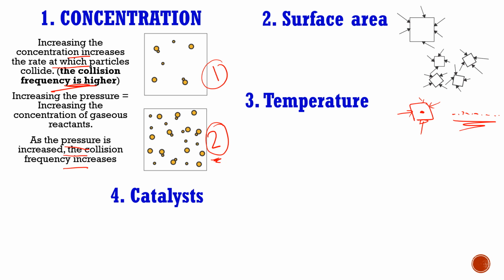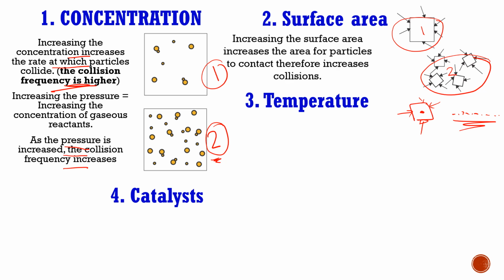For that reason, if we have two scenarios here, scenario number one and scenario number two, in scenario number one, we have a big particle for the reactant. In scenario number two, we have this big particle, but split into four pieces. When we have those four pieces, the reaction will be, of course, faster. Why is that? Because increasing the surface area, increasing the area for particles to contact, therefore increases the collisions. This is the most important point here. The collisions will increase when you have a larger surface area.